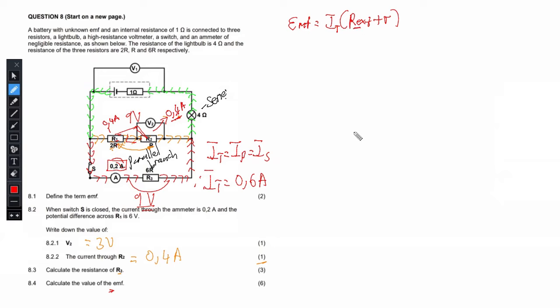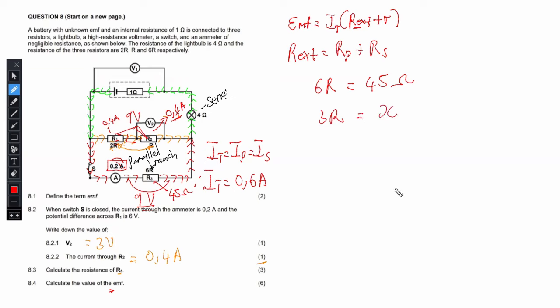Now let's go and figure out what is the R external. We know that R external is composed of the R parallel plus the R series. Now since we have the value here, it's 45 ohms, right? Remember the 6R, in other words, the 6R is representing 45 ohms, right? But then this one combined here, because we're going to take it as one big resistor, that means we are looking to say what is 3R representing if 6R is 45 ohms. So we're going to put X here.